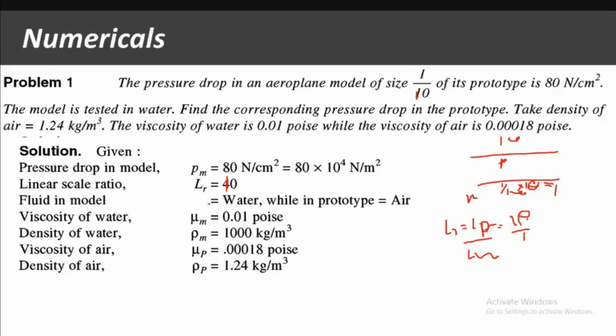Then fluid in model is water and in prototype is air. Viscosity of water, which one is the model? Water is the model. So basically mu m is 0.01 poise. You can convert it into Newton second per meter square by dividing by 10. Then density of water is 1000. Density of air is 1.24 kg per meter cube. So this is our prototype, rho p, and then viscosity of air. Air is our prototype. So mu p is 0.0018 poise.